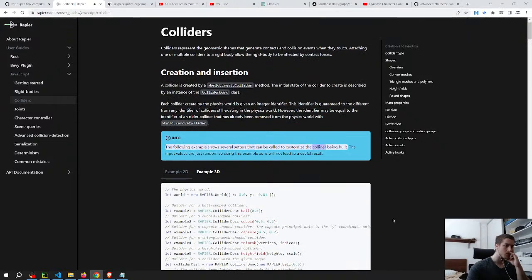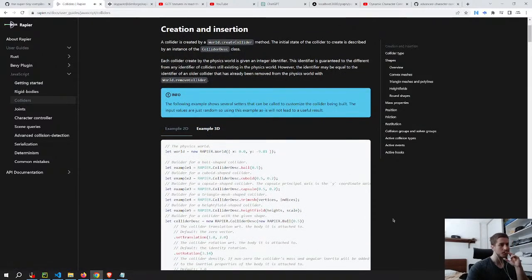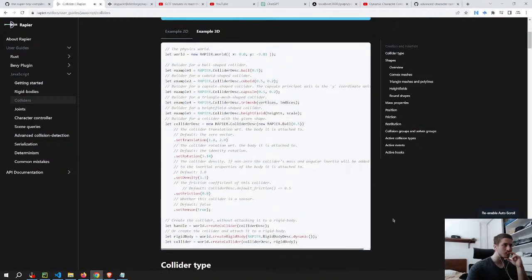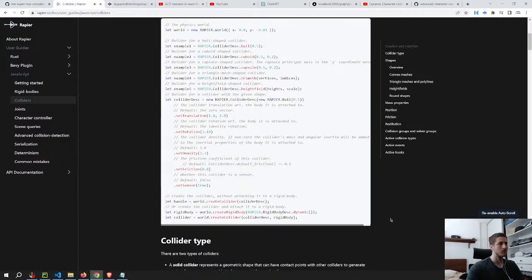The following example shows several setters that can be called to customize the collider being built. The input values are just random, so using this example will not lead to a useful result. Example 2D, Example 3D. The physics world: let world = new Rapier.World(0.0, -9.81). Builder for a ball shape collider: example1 = Rapier.ColliderDesc.ball(0.5). Builder for a cuboid shape collider: example2 = Rapier.ColliderDesc.cuboid(0.5, 0.2). Builder for a capsule shape collider, the capsule principal axis is the y coordinate axis: example3 = Rapier.ColliderDesc.capsule(0.5, 0.2). Builder for a triangle mesh shape collider: example4 = Rapier.ColliderDesc.trimesh(vertices, indices). Builder for a heightfield shape collider: example5 = Rapier.ColliderDesc.heightfield(heights, scale).